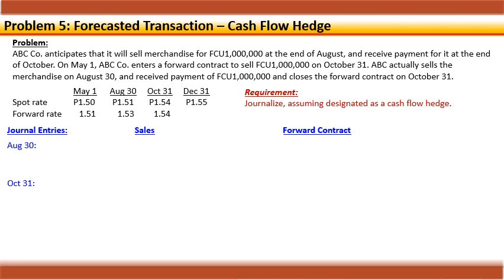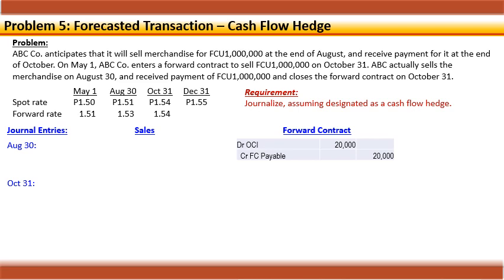Entries. Nung May 1, again, wala kang entry. Nung August 30, you have to remeasure based on the forward rate ka pa din. Forward rate, which is 1.51, naging 1.53. So, you have 0.02 times the 1 million foreign currency unit. You'll have debit OCI, credit foreign currency payable. Again, pagdating sa cash flow hedge, di ba, kapag fair value hedge, lagi kang P&L at all times. Kapag cash flow hedge, mag-OCI ka up to the extent that it is effective. Kapag ineffective na siya, saka siya nagiging P&L.